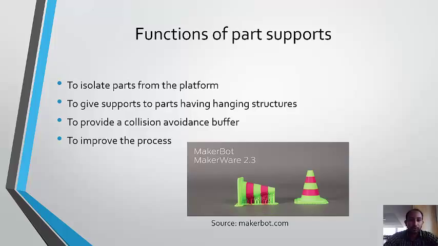The supports also provide a collision avoidance buffer between the platform and other components of the machine, since a different building strategy is applied for building the support structure compared with building the main prototype model. Another function is to improve the process: to improve liquid flow in and around the part for the stereolithography process, especially during the initial building stage and while switching between individual layers.